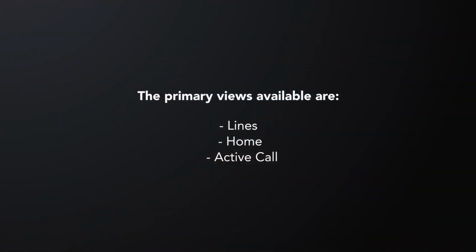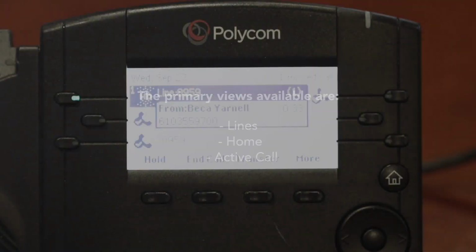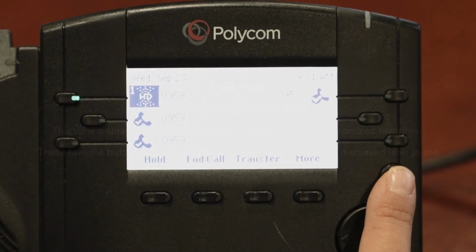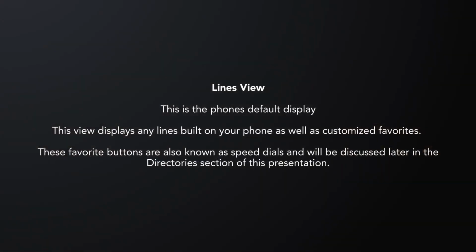The middle display view varies based on the state of the phone, but regardless of the available view, you may toggle between all the others by pressing the home button. Pressing the home button will not interrupt a live call. First, the lines view. The lines view tends to be the most familiar because it's the phone's default display, meaning that it will be visible while your phone is idle.